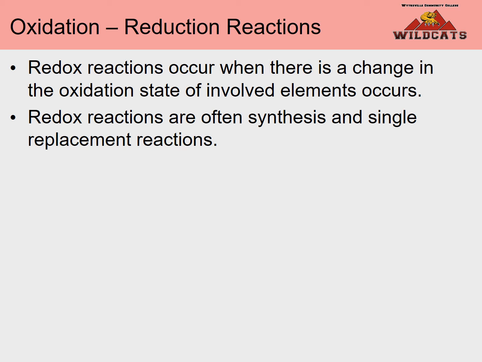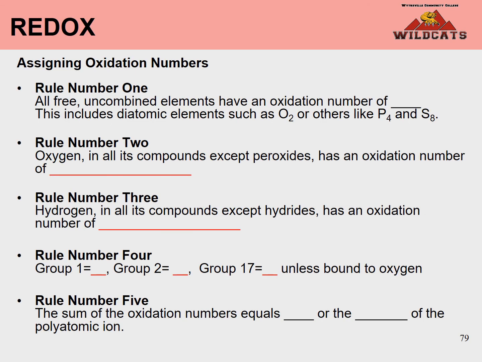Oxidation reduction or redox reactions occur when there's a change in the oxidation state, or there's a gain or loss of electrons that causes this change in oxidation state. To review, we went over this in chapter number 2, if you remember. Rule number 1 said that all free uncombined elements have an oxidation number of 0. Rule number 2 said that oxygen has a negative 2 charge. Hydrogen is a +1. And then group 1 was +1, group 2 +2, group 17 -1.